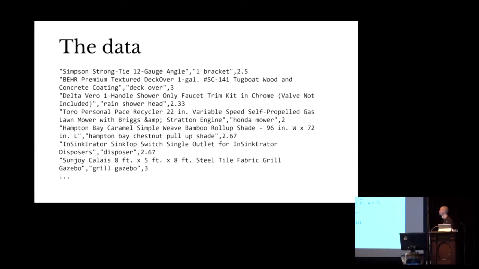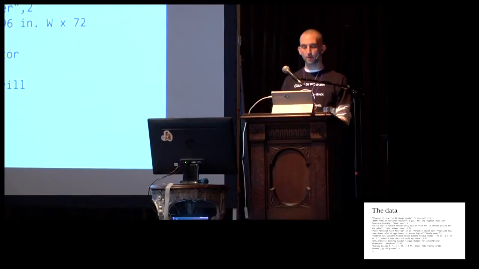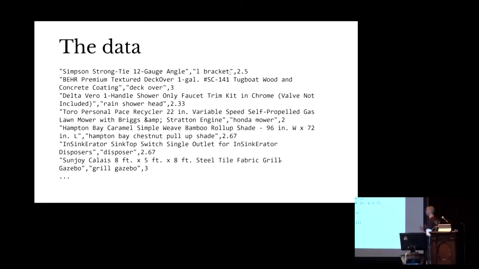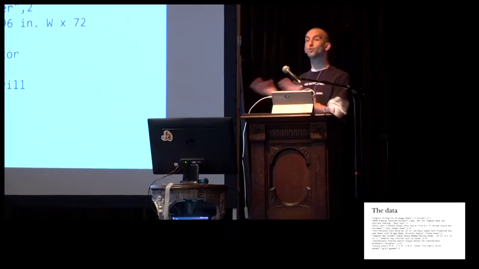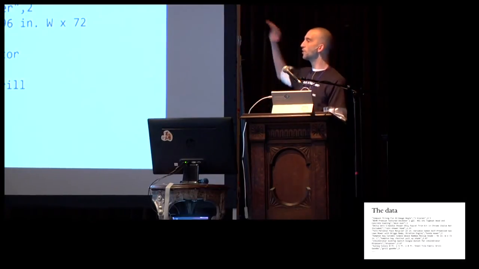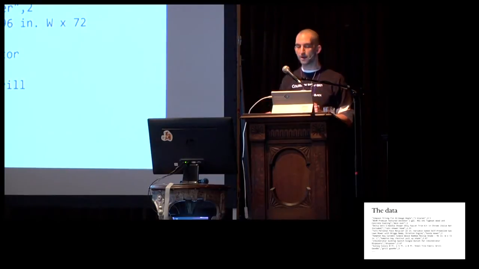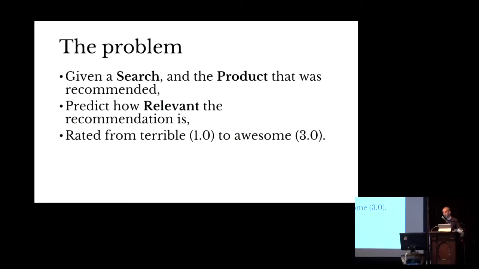To address that question, what we had was a data set. The data set was just a whole set of queries and results. In this case, for instance, somebody wanted an L bracket. The result was a Simpson strong tie 12 gauge angle. And then you have a third thing, which is a rating. They asked people to simply look at these and rate it from 1 to 3. 1 is what came back is absolutely terrible. 3 is awesome. 2 is average. So this is what you have: a long history of searches and results. And our goal was to figure out if yes or no. That's the problem we're trying to solve.